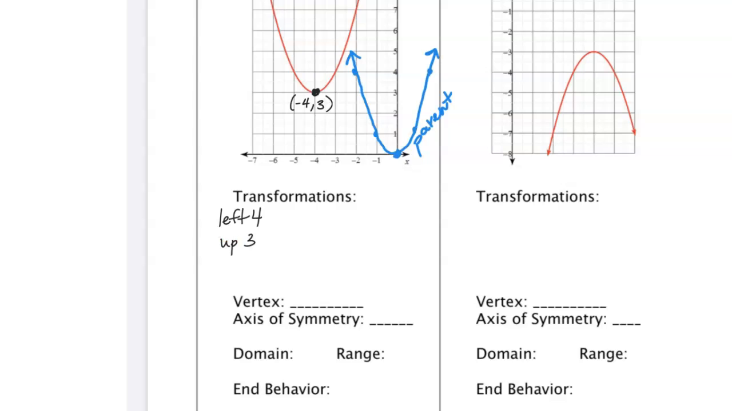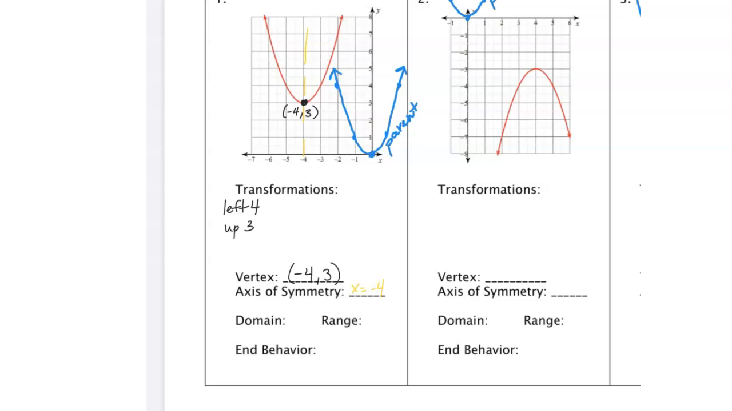Another transformation here, well, it did not get any skinnier or narrower, and it didn't get any wider. So these are our only 2 transformations. The vertex, we can list it as negative 4, 3. The axis of symmetry is the line that splits our parabola into those 2 mirrored parts, 2 equal parts. In this particular case, our equation will be x equals negative 4. One common thing that you'll notice is that the axis of symmetry is always x equals the x coordinate of your vertex.